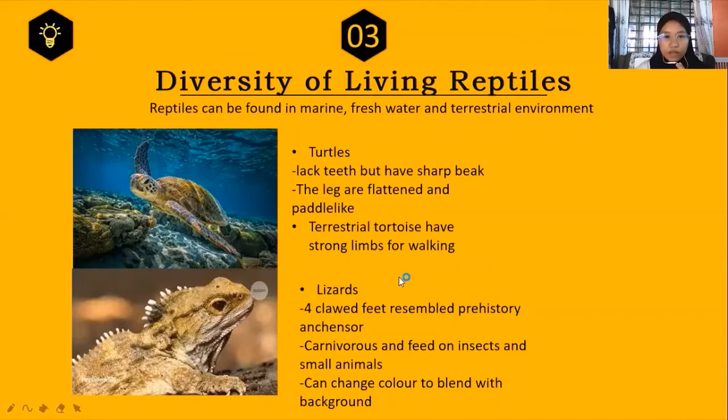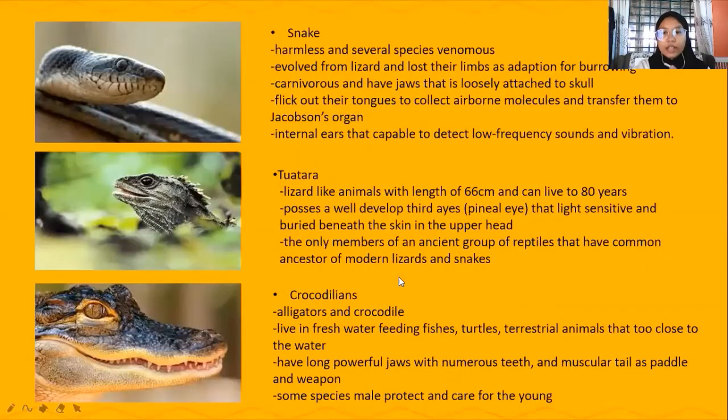Next is lizard. Lizards have four claw feet, resembling prehistoric ancestors. They are carnivorous and feed on insects and small animals, including small lizards. They can change color to blend with the background, like chameleons and geckos. Next reptile is snake. Although most snakes are harmless, there are several species that are venomous, like cobras, rattlesnakes, and mambas. Actually, snakes evolved from lizards and lost their limbs as an adaptation for burrowing. They are also carnivorous and have jaws that are loosely attached to the skull.